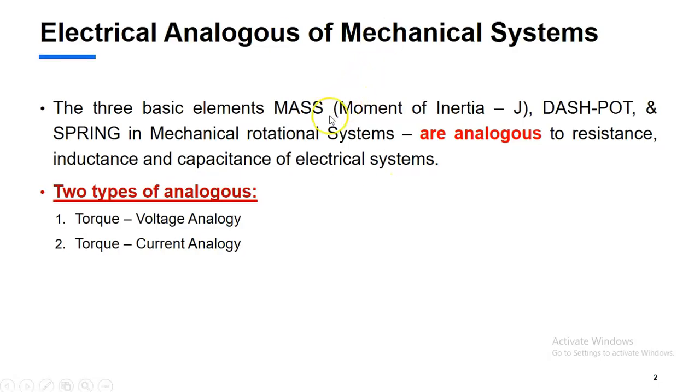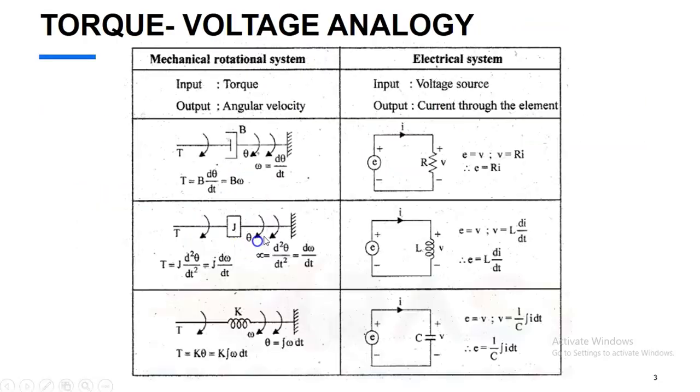In case of the mechanical rotational system, we are giving an input as a torque which is analogous to either voltage or the current. Therefore, we have two different types of analogies, that is torque voltage analogy and another one is torque current analogy. Let's discuss the torque voltage analogy.